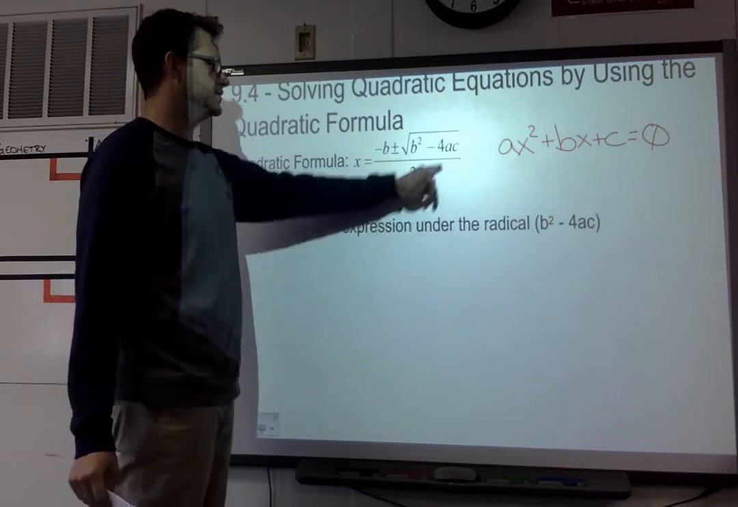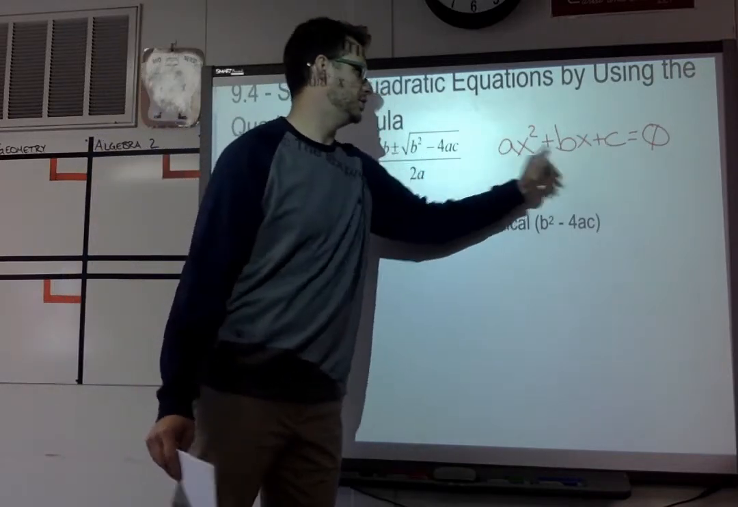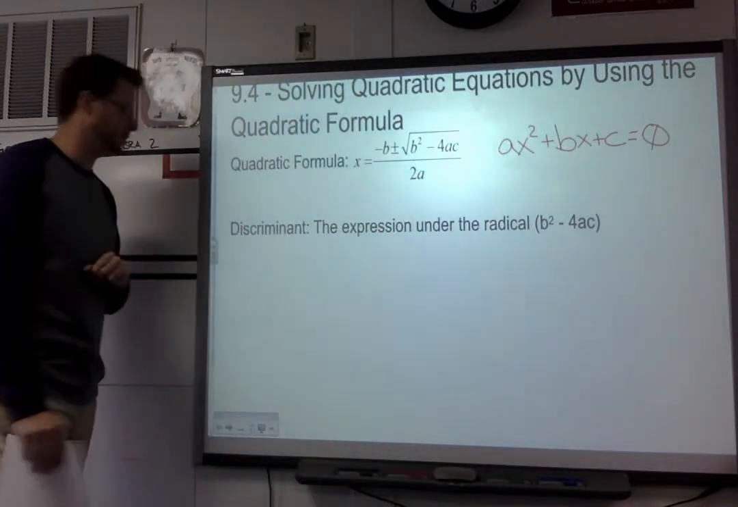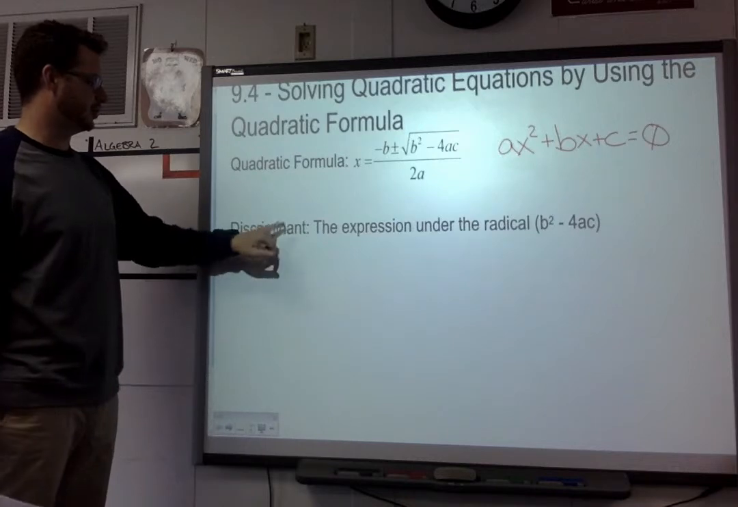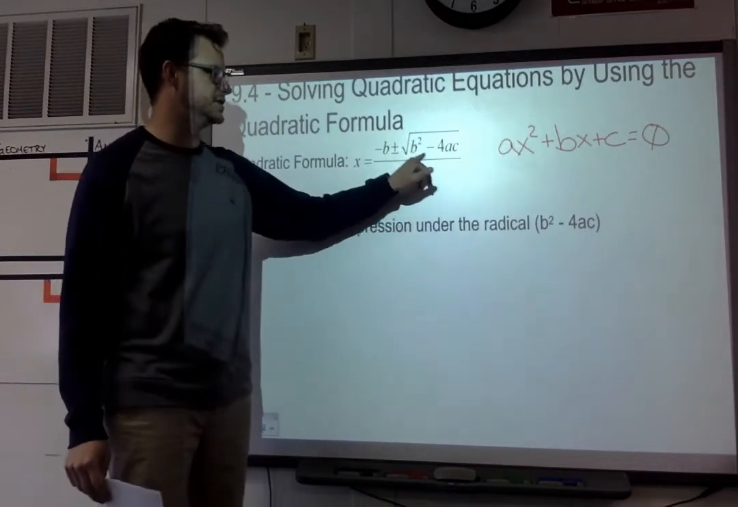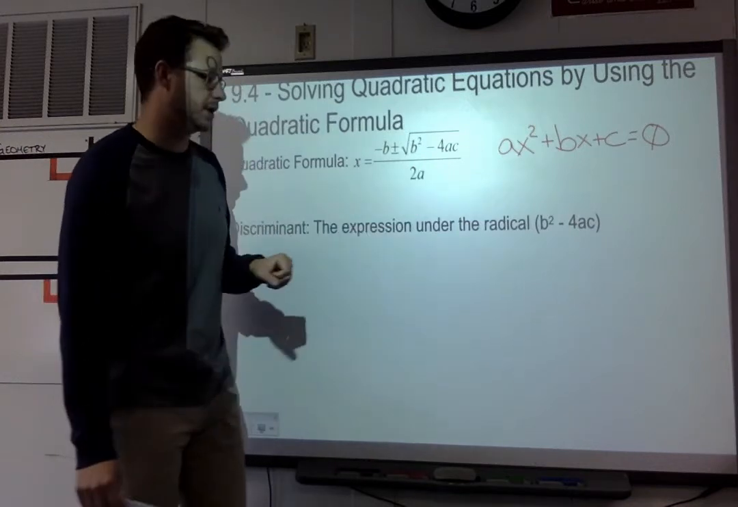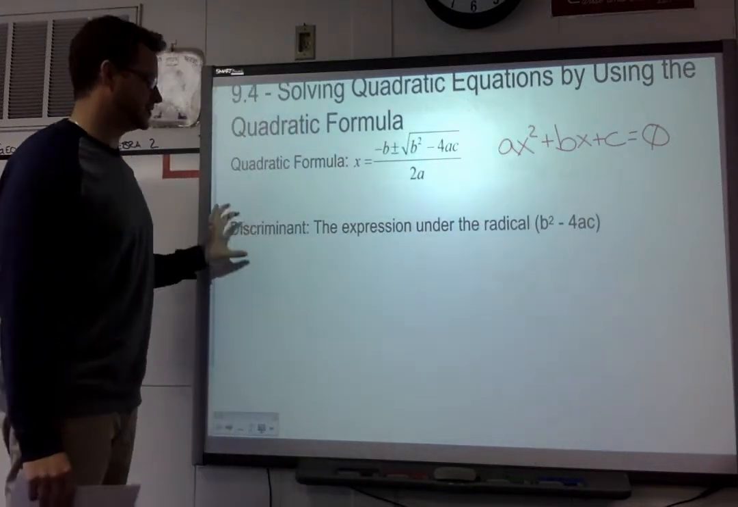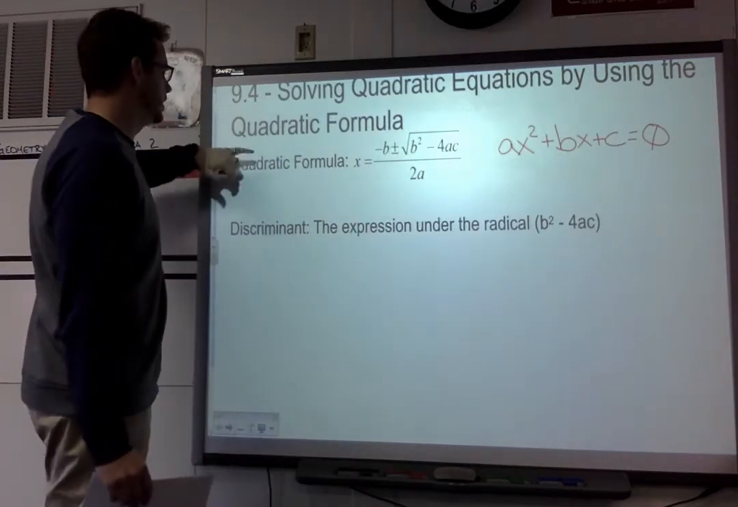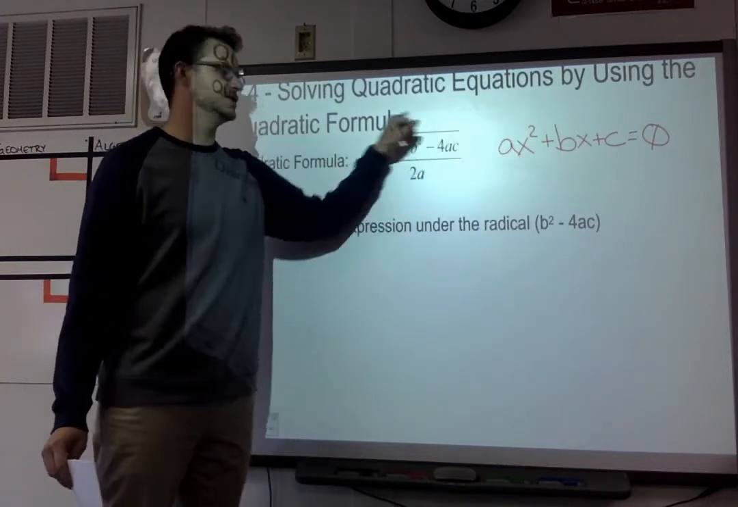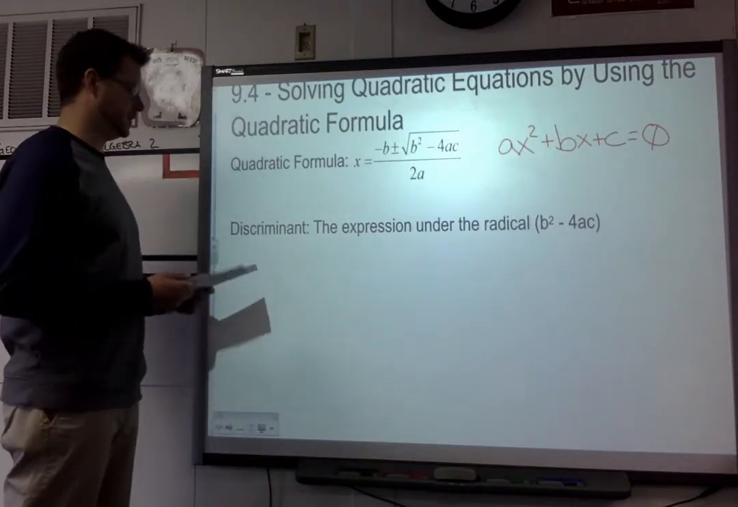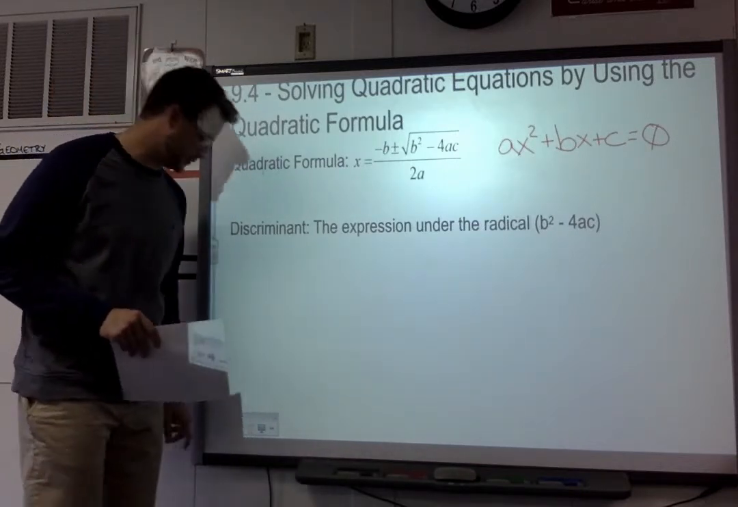For our a, b, and c in the quadratic formula, we're using our coefficients and the constant, the number that's by itself over there. Then a part of the quadratic formula, the discriminant, is the expression that is under the radical. It's the b squared minus 4ac part. The last thing we're going to do in this lesson will have to do with that discriminant, but to start out with, we're going to be using this formula right here. This is one of those formulas that as you move on into higher levels of math, is going to be an important formula for you to remember.